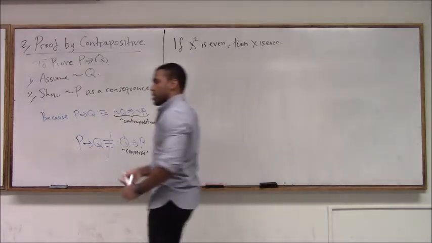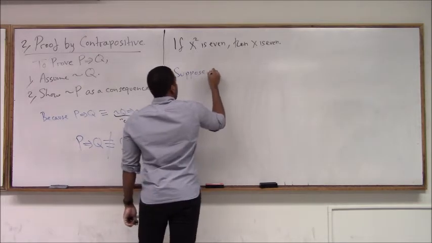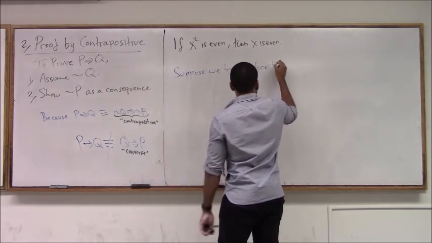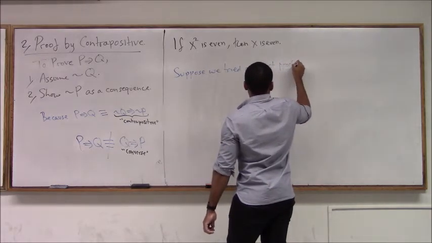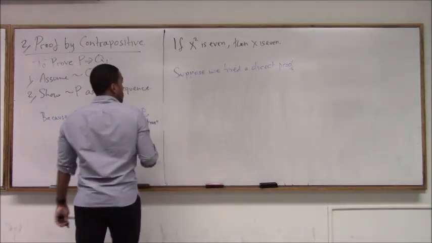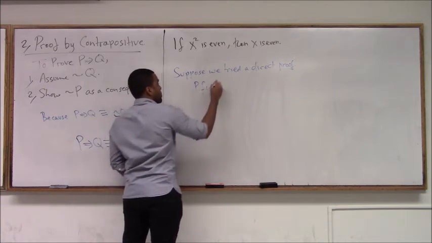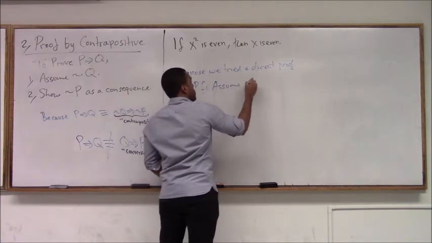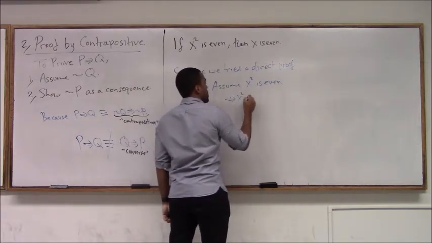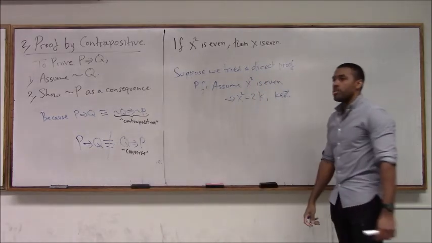A couple things I want you to consider here. Suppose we tried a direct proof. What would you start with? What would you assume? You'd assume x squared is even, right? That would mean that x squared is 2k, for k an integer. Where would you have gone from there?